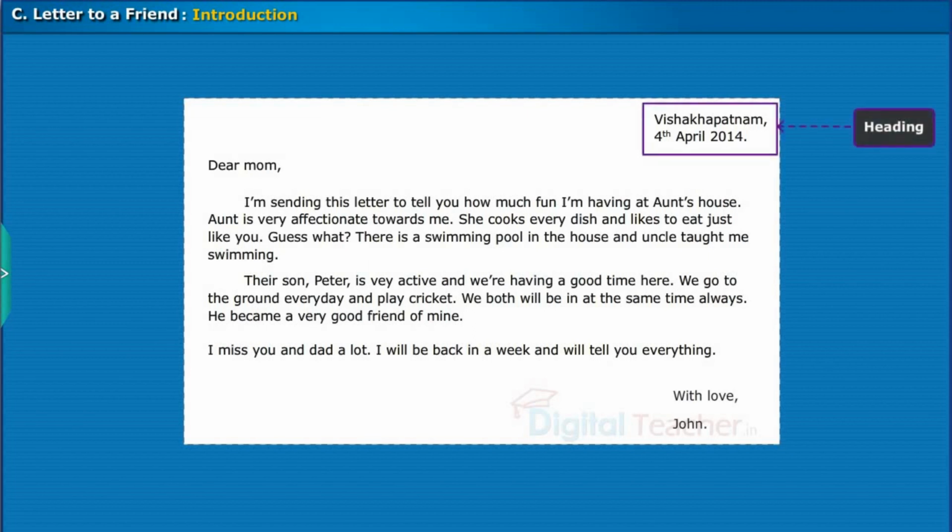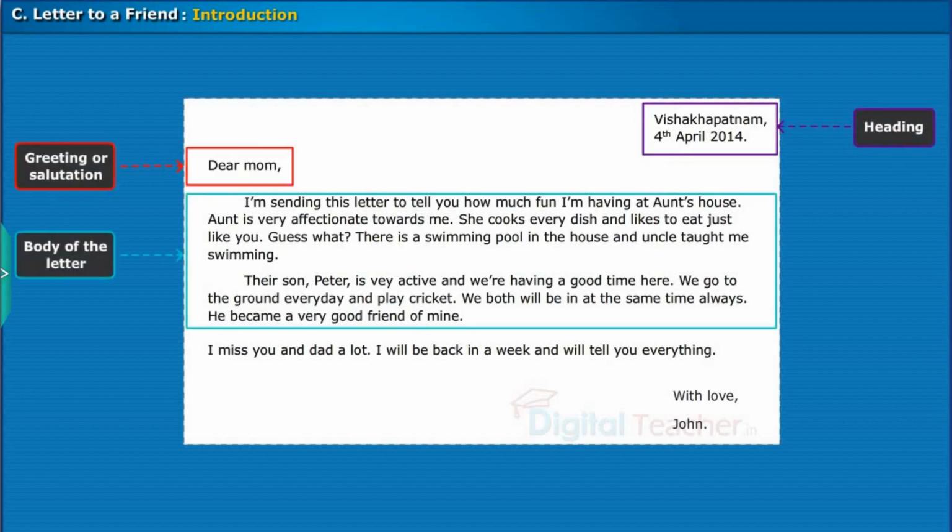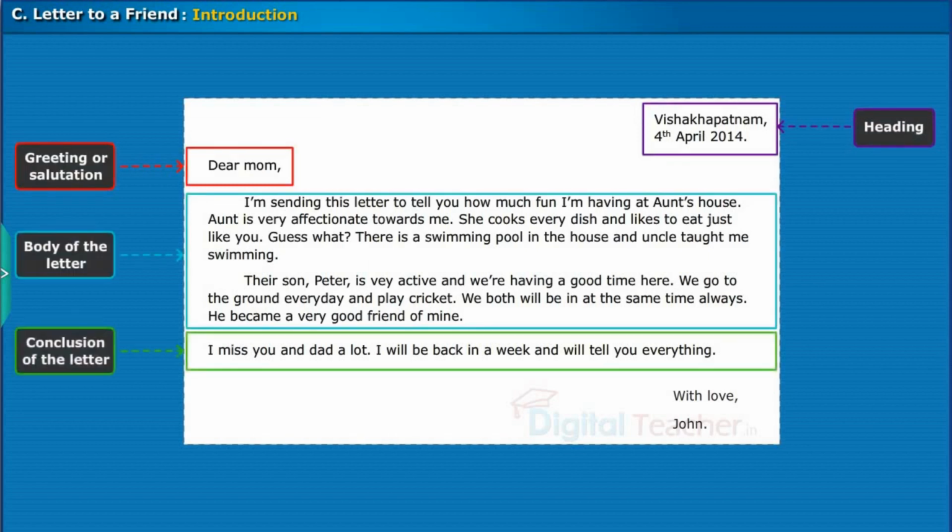Now, observe the format of the letter. It started with a heading, then the greeting is written. Then, the body of the letter is written, followed by the conclusion. After this, the closing is written. Finally, the signature is written.